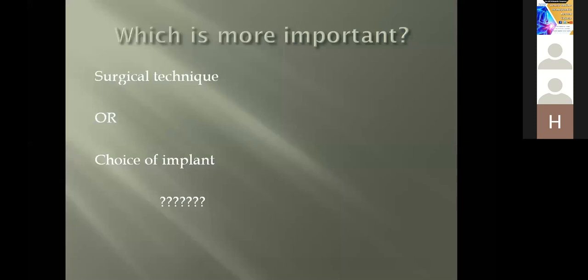Which is more important, surgical technique or choice of the implants? If you are asking me, surgical technique is the key for success. Choice of the implant is the good tool which could be used by a good surgeon to achieve good results.